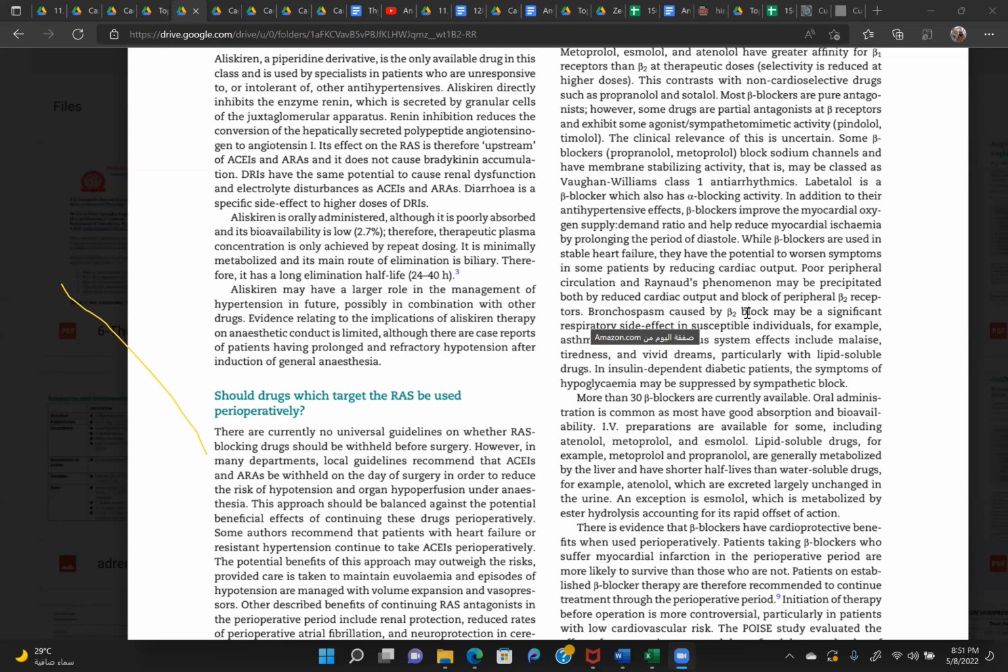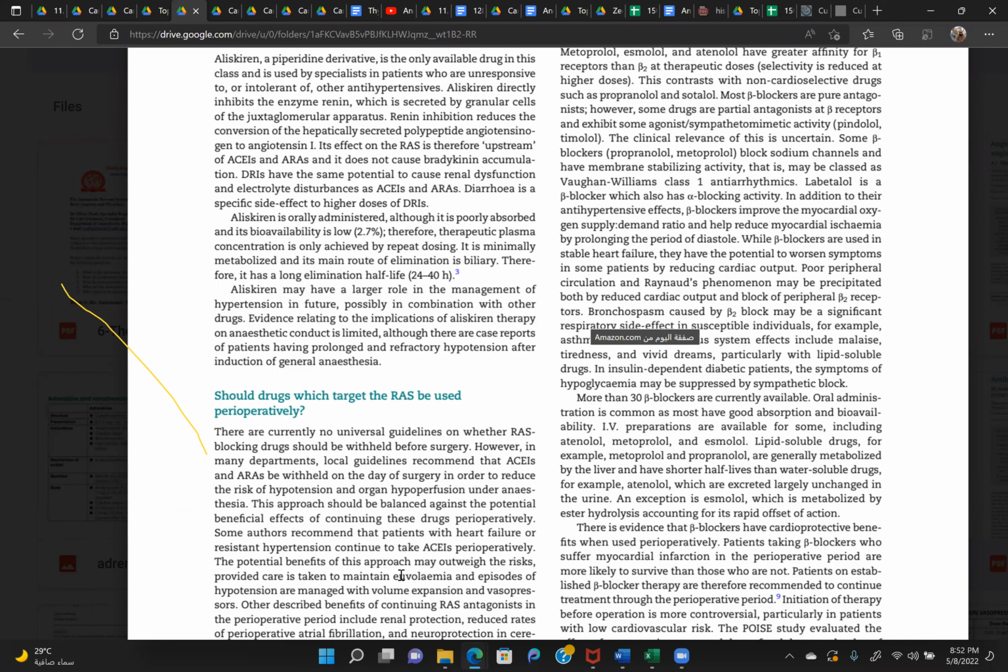They can blunt the response to hypoglycemia, because usually when there is hypoglycemia, there is a sympathetic response. So if the patient is taking beta blockers, then this effect may be inhibited. That is another thing they can ask you about beta blockers.